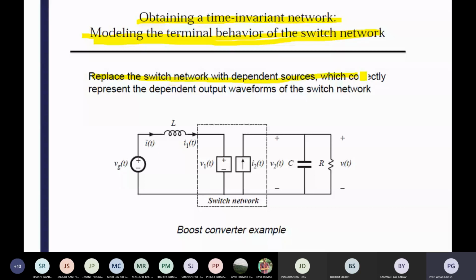Okay, now the waveform of the dependent generator should be identical to the actual terminal waveform of the switch network. Okay, the circuit is therefore electrically identical to the original converter. So far no approximations have been made. So here you are not going to discuss the approximating method.